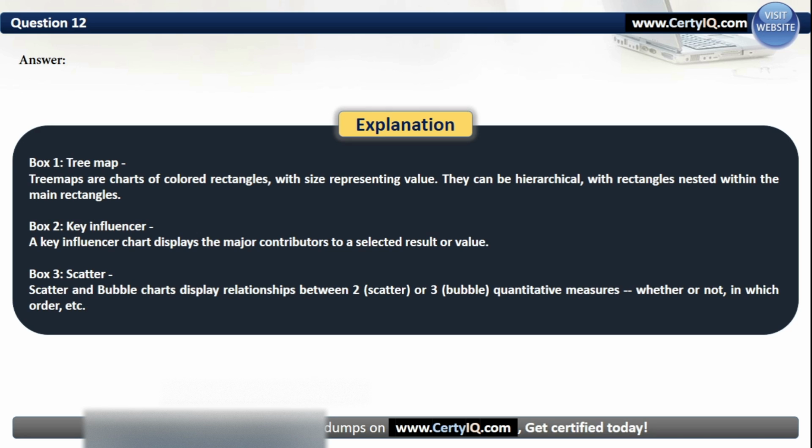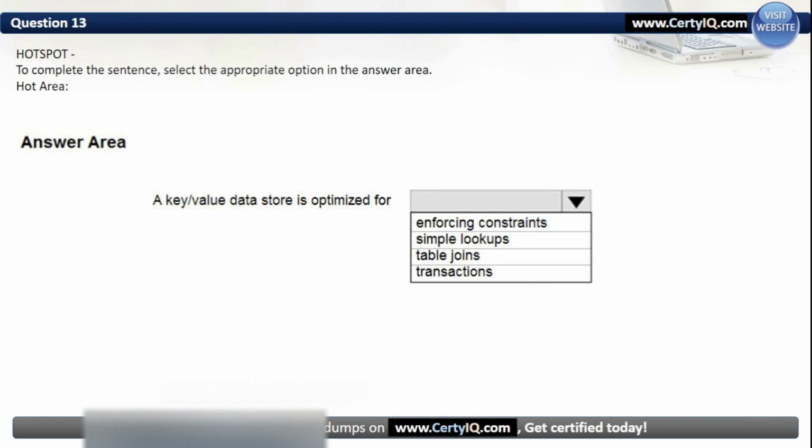About box 1, tree maps are charts of colored rectangles with size representing value. They can be hierarchical with rectangles nested within the main rectangle. About box 2, a key influencer chart displays the major contributors to a selected result or value. About box 3, scatter and bubble charts display relationships between two or three quantitative measures, whether or not, in which order, etc. Question 13. Hotspot.